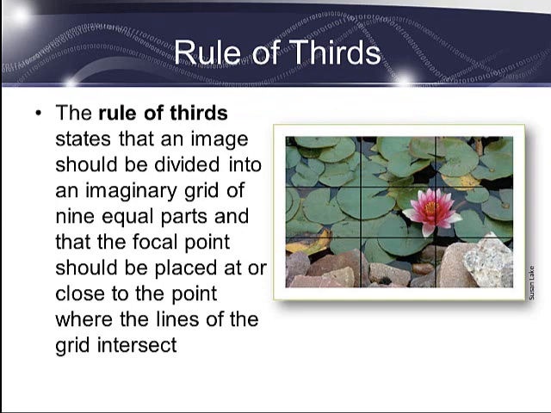The rule of thirds states that an image should be divided into an imaginary grid of 9 equal parts, and that the focal point should be placed at or close to the point where the lines of the grid intersect. Rule of thirds is an important concept that you'll hear about in many aspects of digital media, from graphic design and web design, and even video production.